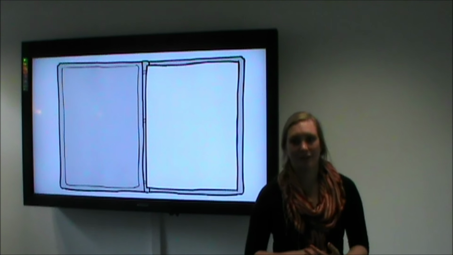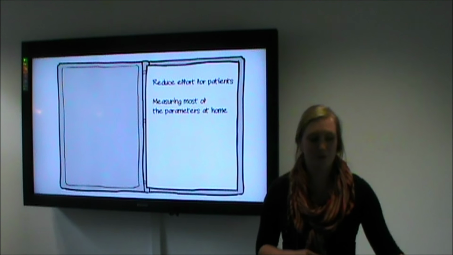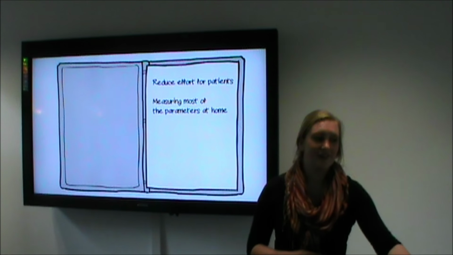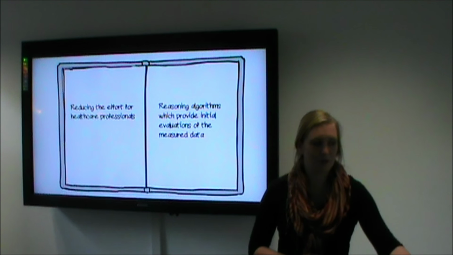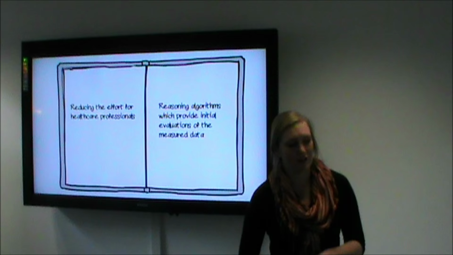Then the future research. The future research can focus on reducing the effort for patients by measuring most of the parameters at home, and by reducing the effort for the physicians, and that can be done by reasoning algorithms which provide initial evaluations of the measured data.